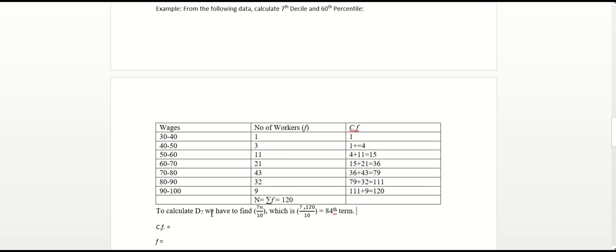Now I need to calculate D7. To calculate D7, the formula would be 7n by 10, right? 7 because we need to calculate the 7th decile. So 7 into 120 by 10 is the 84th term. Now I have to find a value which is greater than or equal to 84. From CF, 79 is less than 84, so we cannot take it. 111 is greater than 84, okay? So this is our decile class.